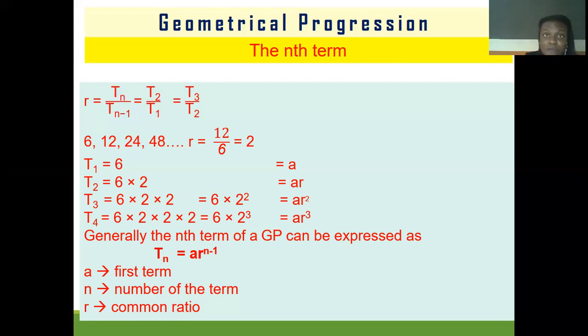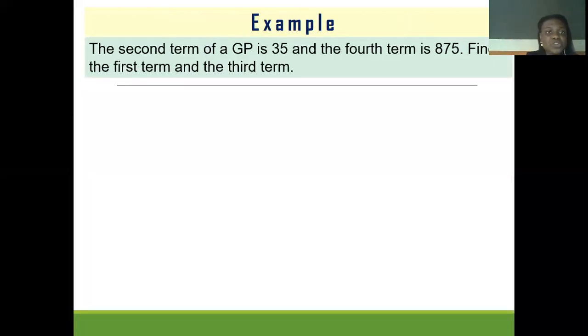Now let's go a step further and see how to use it. So let's assume you have this question. The second term of a GP, geometrical progression, is 35, and the fourth term is 875. You have to find the first term and the third term. How do we do that?